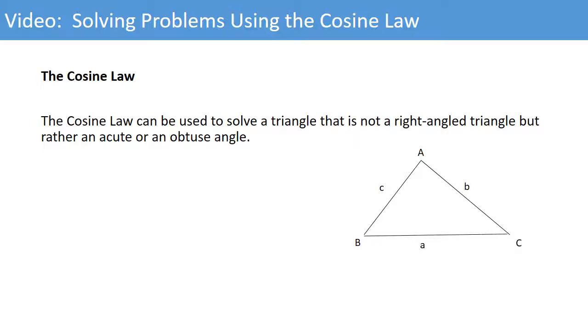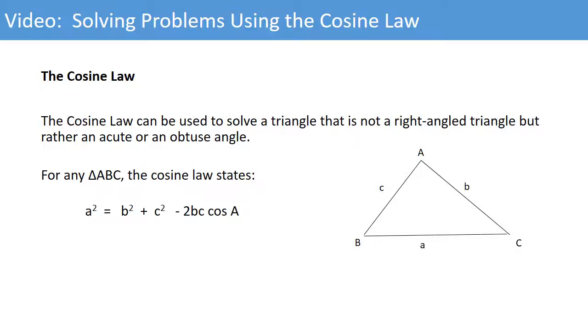Here's an example. For any triangle ABC, the cosine law states a squared is equal to b squared plus c squared minus 2bc cos of A. Notice that the side A matches the cos of the angle A. That's important when knowing what formulas that you would be using.